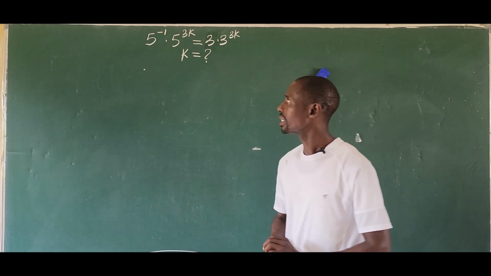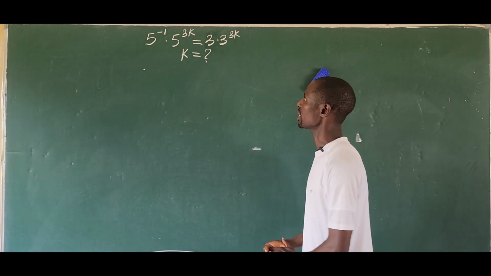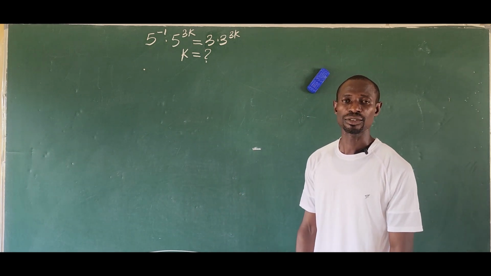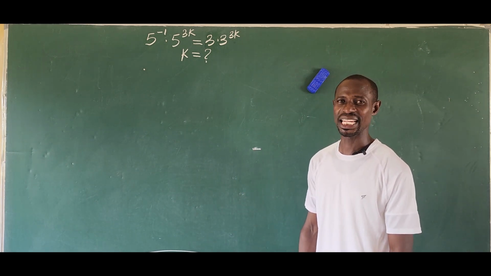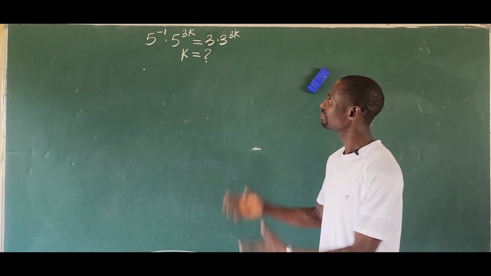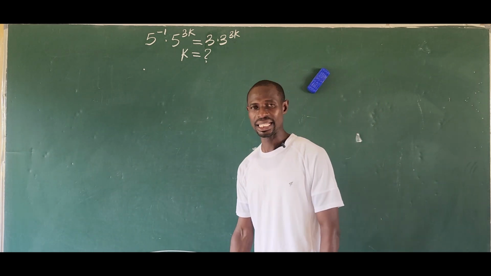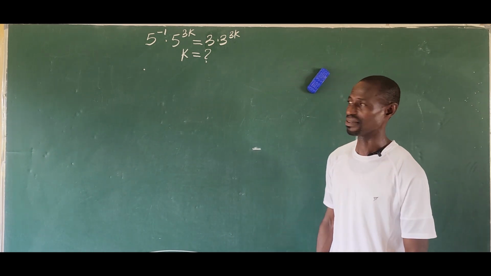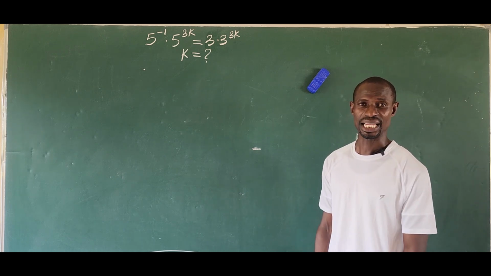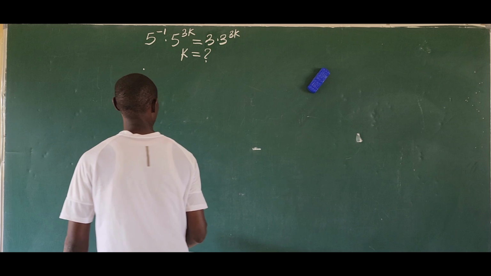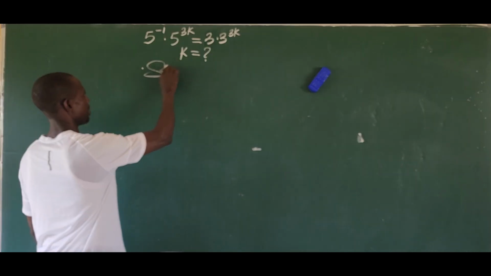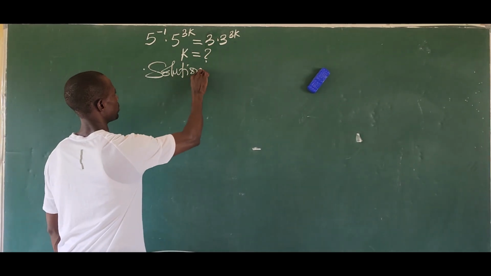Today we have this nice exponential challenge before us here. The question is 5 to the power of minus 1 times 5 to the power of 3k equal to 3 times 3 to the power of 3k. What is the value of k that will satisfy this exponential challenge? Without wasting time, we take our solution straightforward.